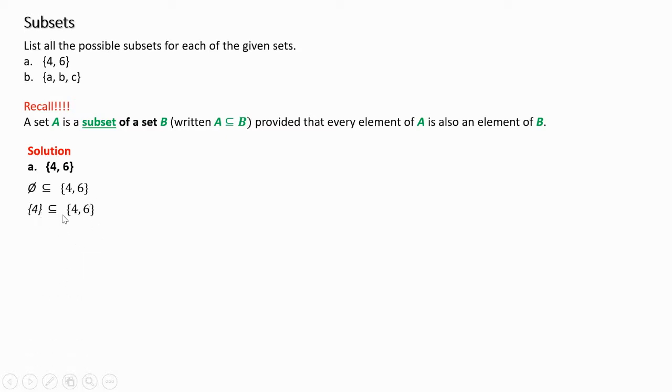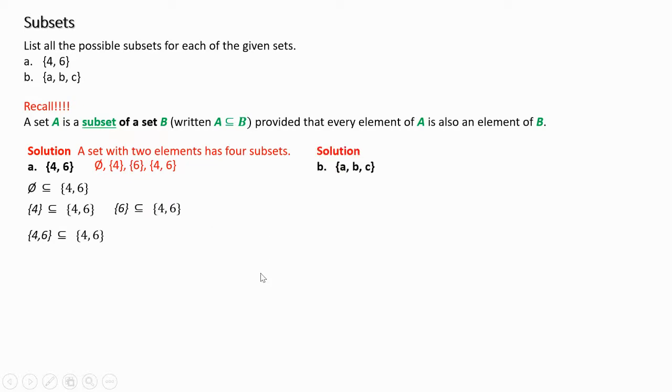The set 4 is a subset of the set 4, 6. And also the set 6 is a subset of the set 4, 6. And every set is a subset of itself. So here we have 4: the empty set, the set 4, the set 6, and the set 4, 6. If you notice, a set with 2 elements has 4 subsets. That's crucial because this is leading to a formula that's coming up. Remember, if you have 2 elements, you can have 4 subsets.